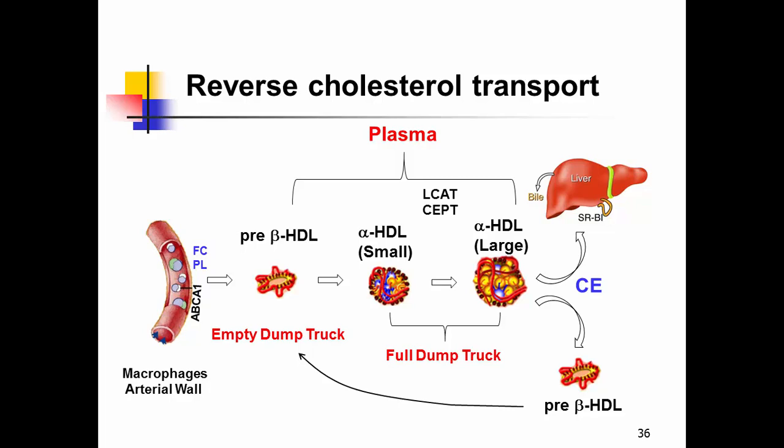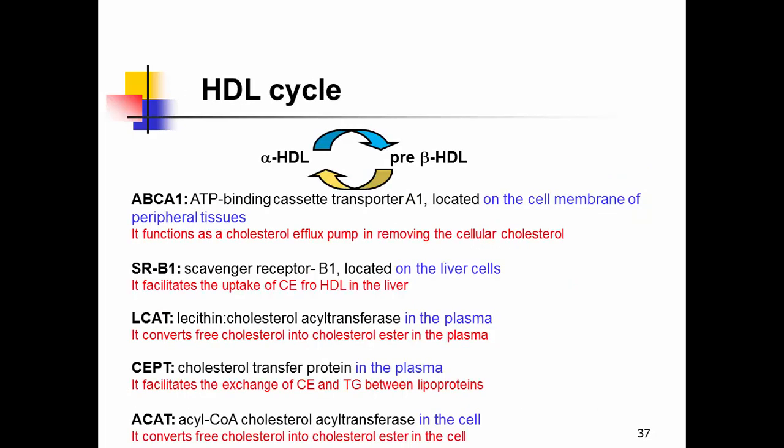Once you finish one cycle, you will see a lot of cholesterol removed from the peripheral tissue. These are the important proteins, factors, and enzymes involved in the reverse cholesterol transport process, or the conversion between the HDL cycles. One is ABCA1.